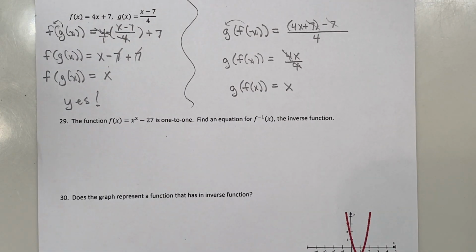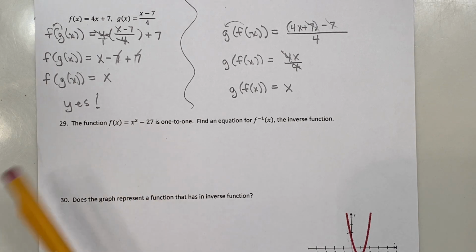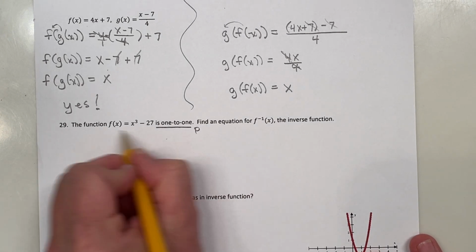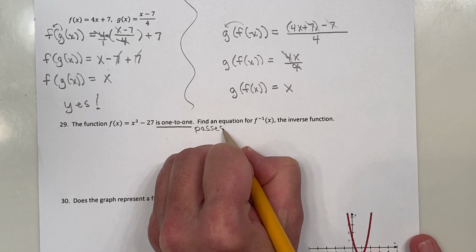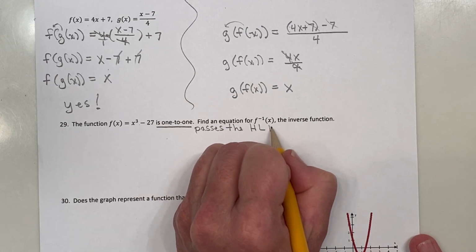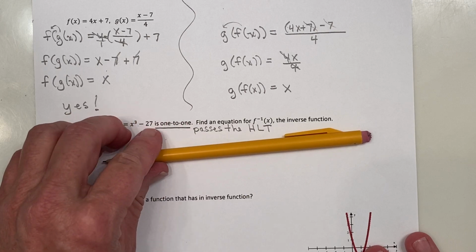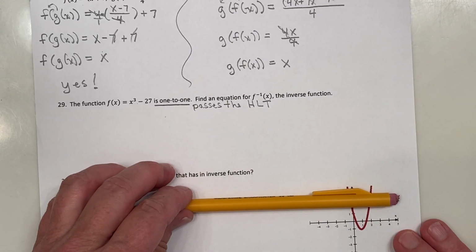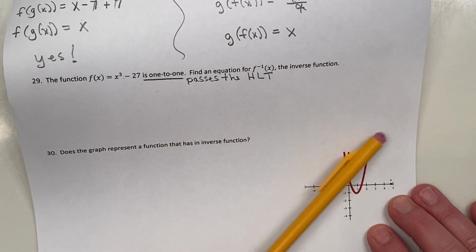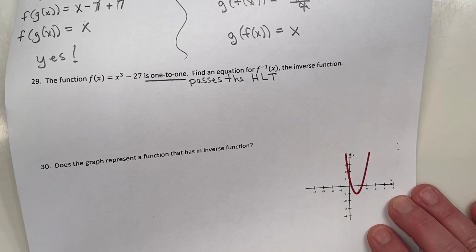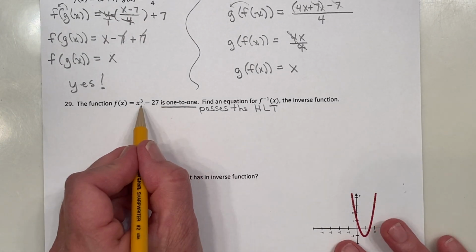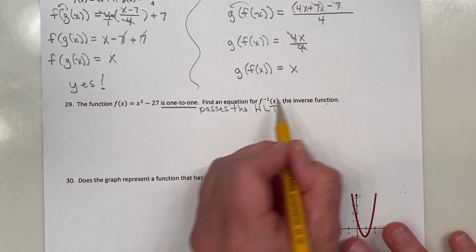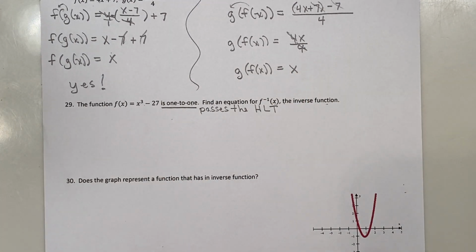29. The function f of x equals x cubed minus 27 is one-to-one. That means that this function, when graphed, would pass the horizontal line test. So if a function passes the horizontal line test, like this one doesn't, but if it did pass, it means that its inverse graph, when you reflect across y equals x, is also a function. Anyway, they're just saying that this function does pass the horizontal line test, so I can find an equation for its inverse. So our objective is find the inverse.